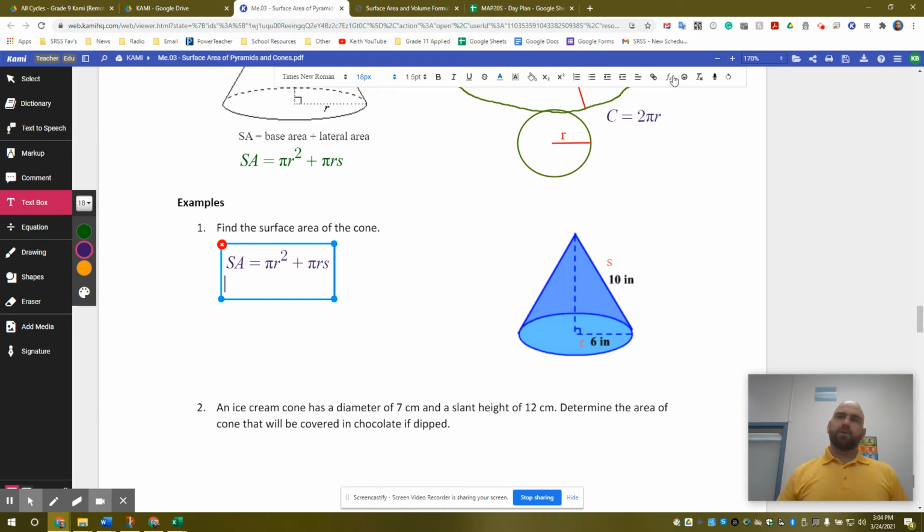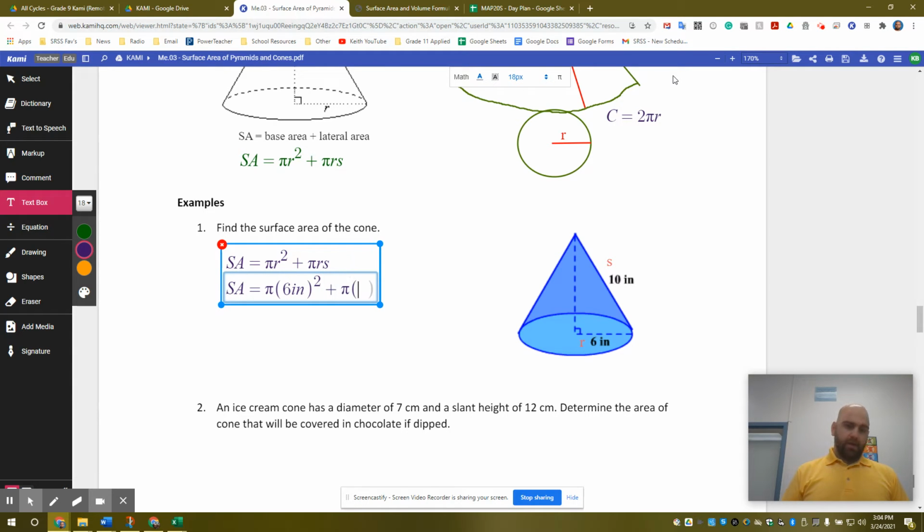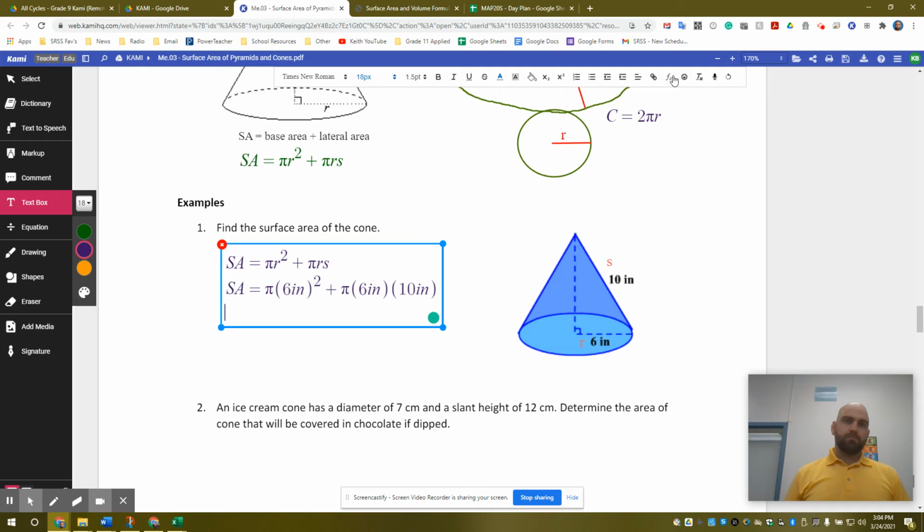So we can always use that same formula for the surface area of a cone. Pi doesn't change. Our radius in this case is 6 inches. And then we have pi, and our radius again, 6 inches, and our slant height of 10 inches. All right, when we do the calculations, we can do them in straight order. So I'm going to do pi times 6 squared plus pi times 6 times 10.